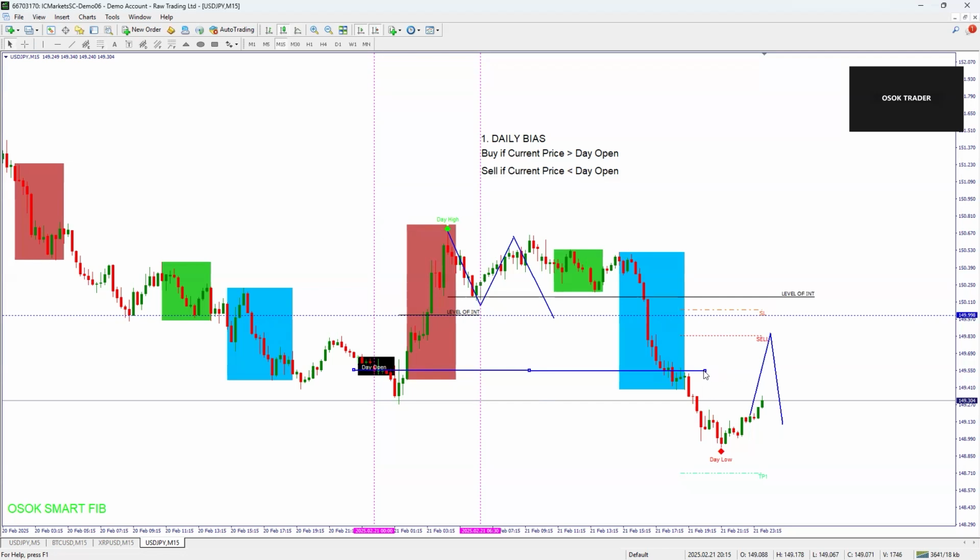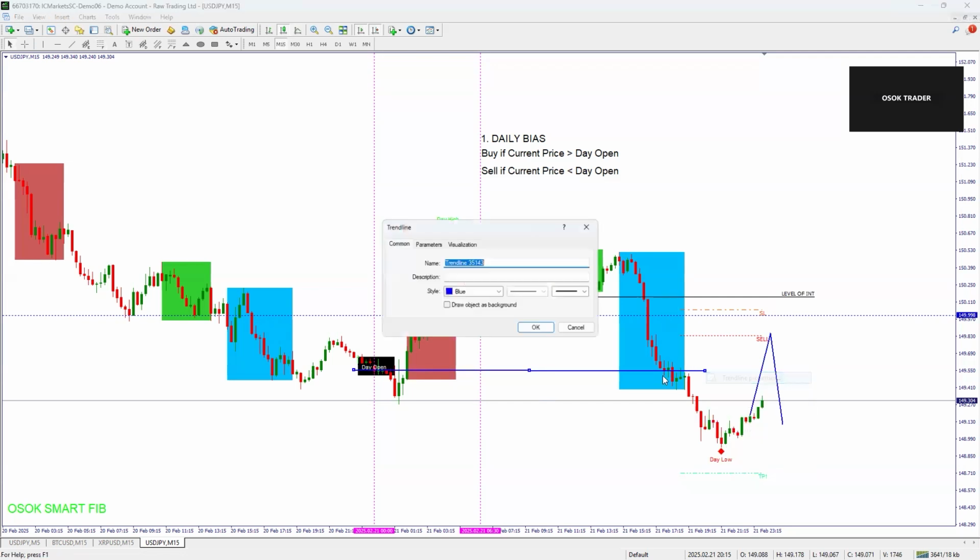Hope it doesn't trigger your OCD. And if it does, you simply just come in here and copy this value and paste it here.